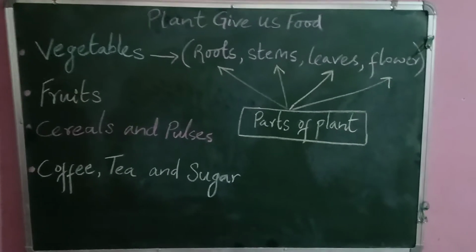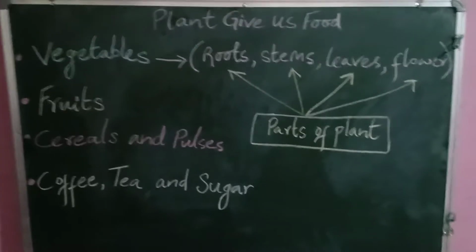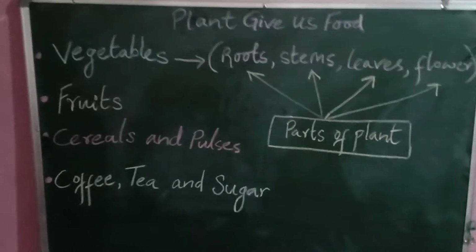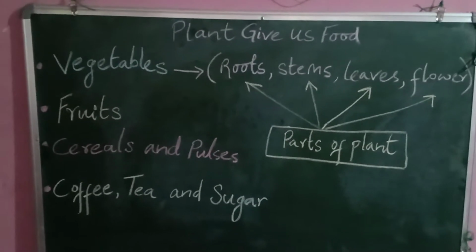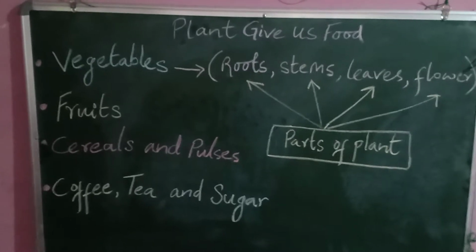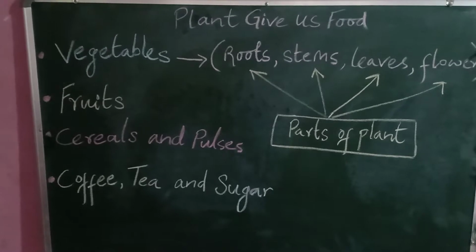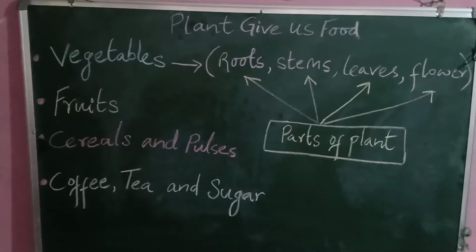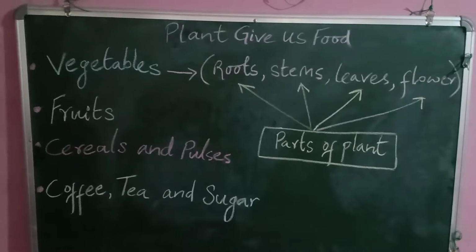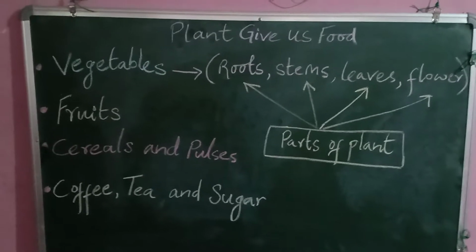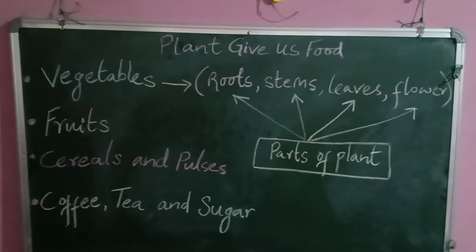Okay, so in vegetables we have roots, stems, flowers, leaves, which is a separate topic that comes under parts of a plant. So in vegetables we eat all the parts of the plant: roots, stems, leaves and flowers. As you can see in your textbook, there is a separate picture for all of this.